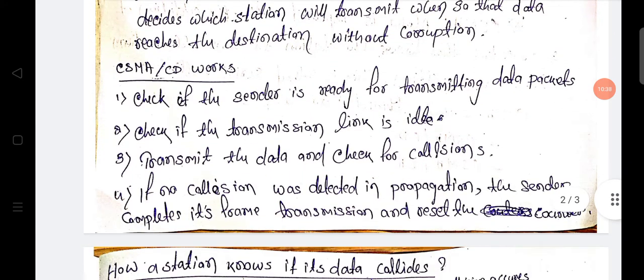Now let us see the working or the function of CSMA/CD. First, check if the sender is ready for transmitting data packets. Then check if the transmission line is idle. Transmission line is idle means it checks whether the transmission line is free or a collision happened. This check is done by sending a demo signal to the destination.